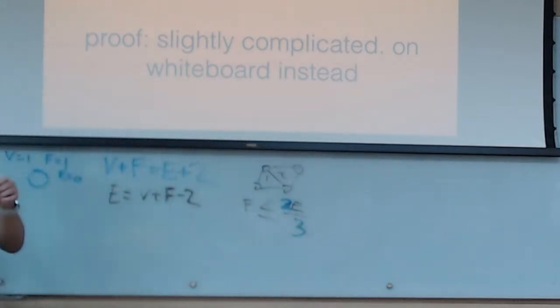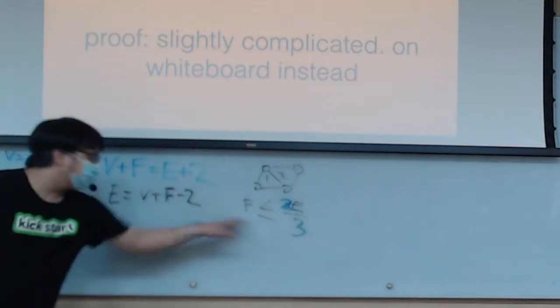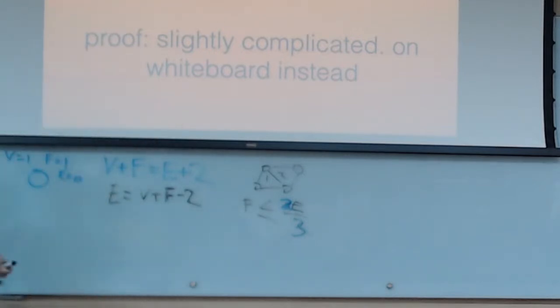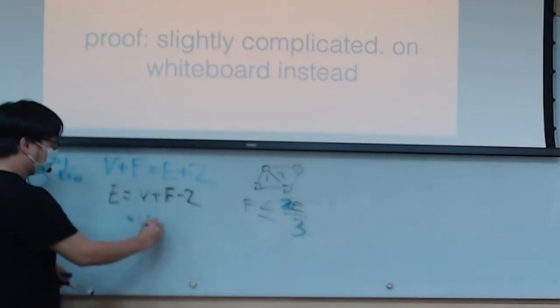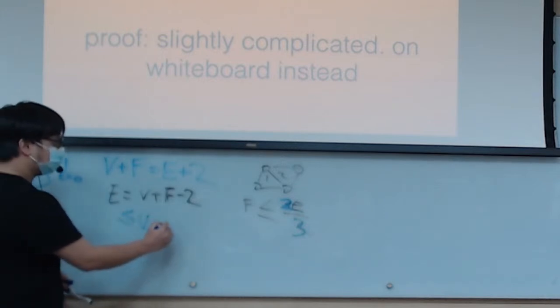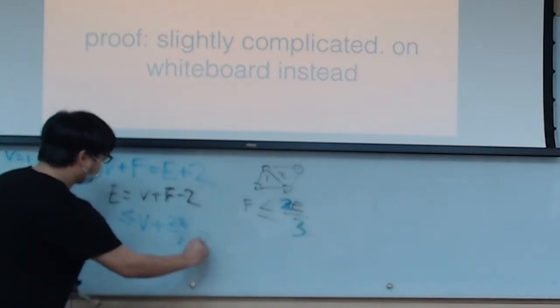So if you have E edges, then the maximum number of faces is 2E because each edge can be shared by 2 faces, but you need to divide by 2. Yeah, correct. Thanks for correcting. And then if you plug it in here, you get that. So I think you can figure out how this works. Just solve it yourself.